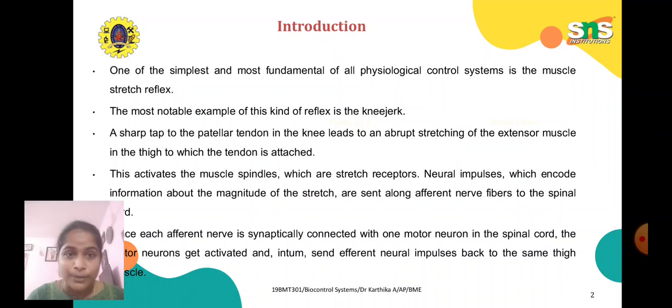And this activates the muscle spindles, which are stretch receptors, and neural impulses which encode information about the magnitude of the stretch are sent along afferent nerve fibers to the spinal cord. Here, each afferent nerve is synaptically connected with one motor neuron in the spinal cord, and when the neuron gets activated, it sends neural impulses back to the same thigh muscle.